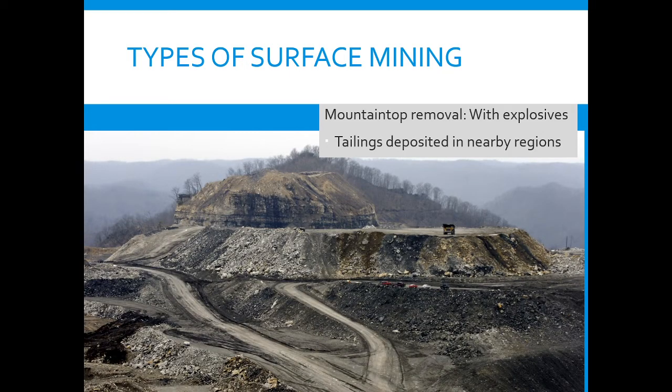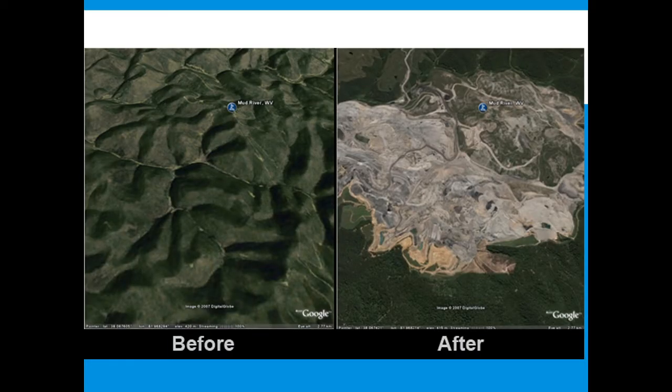Another type of surface mining is mountaintop removal, where you remove the entire top of the mountain and you use explosives. They deposit the tailings in nearby regions. This is, again, surface. This is an example of an area that had mountaintop removal, before and after, on Google Earth.